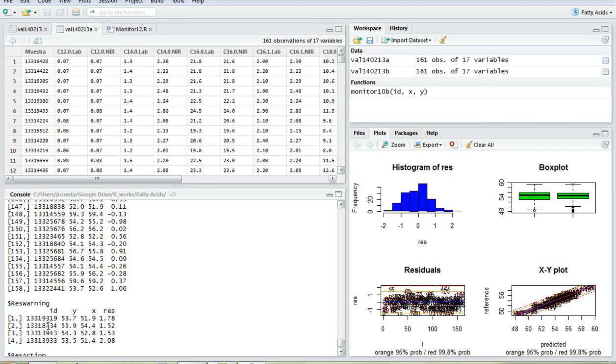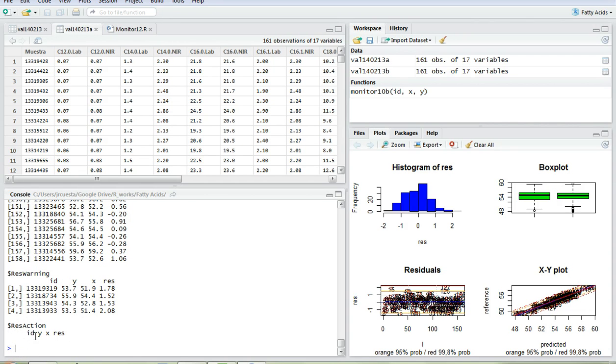And here I have the samples from this list which pass 2 times the SEP. The residual is higher than 2 times SEP, and so they are in a warning area, and if they pass 3 times the SEP, they are called residuals in the action area, and we must check what is happening. We don't have any of these ones here.